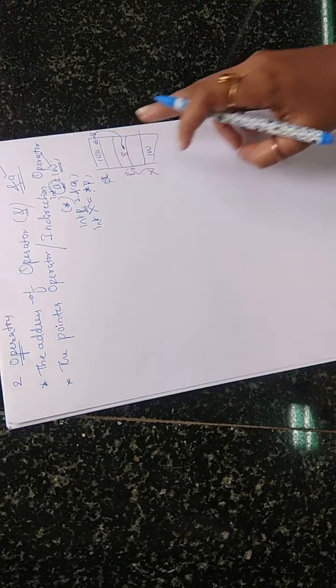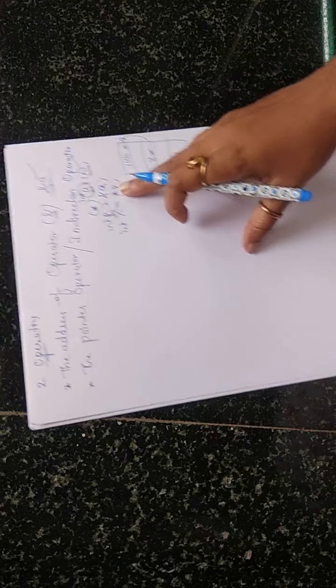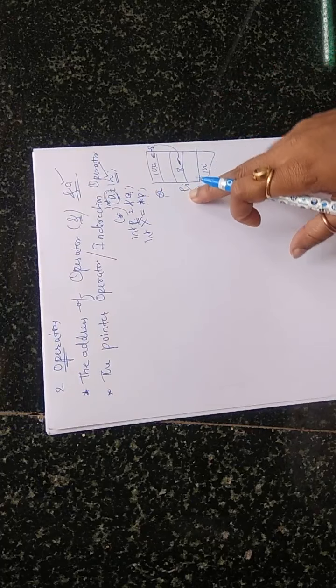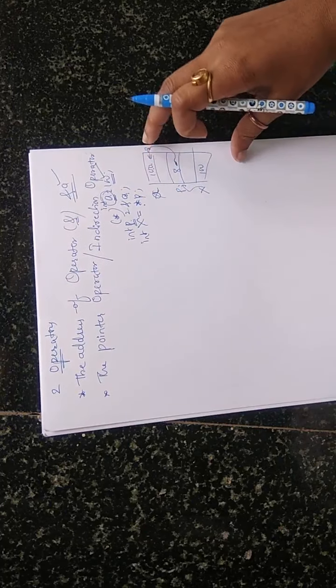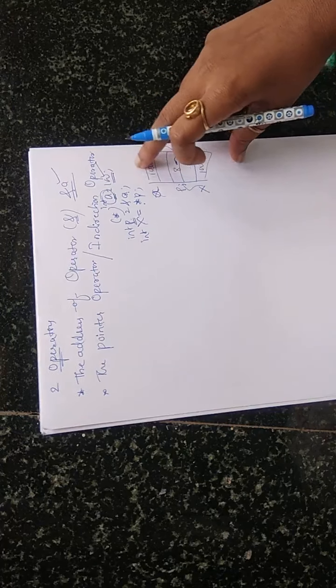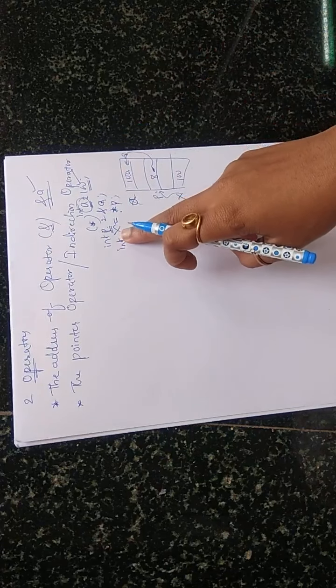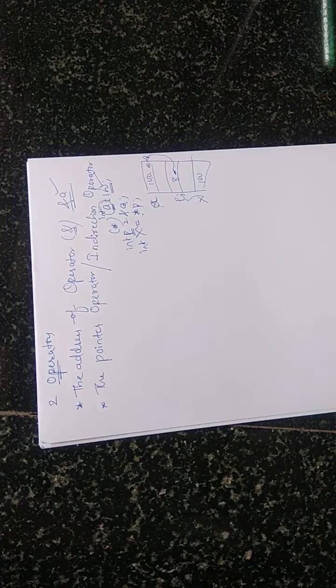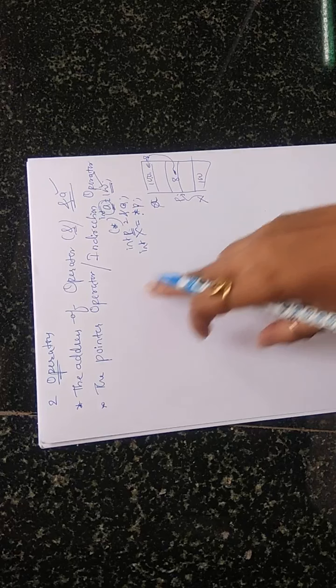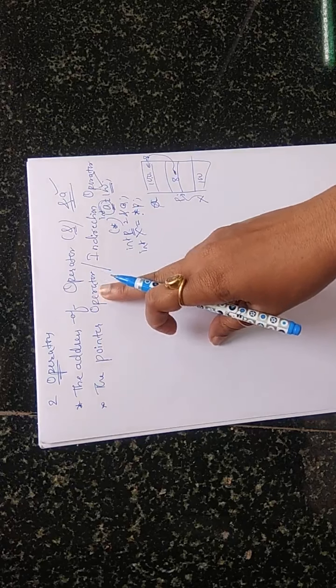x = *p means go to the value of p, check what address is there, move to that address, and whatever value is stored at that particular address is assigned to x. So when you want to return the variable located at the address specified by your operand, we use this pointer operator, which is also called the indirection operator.